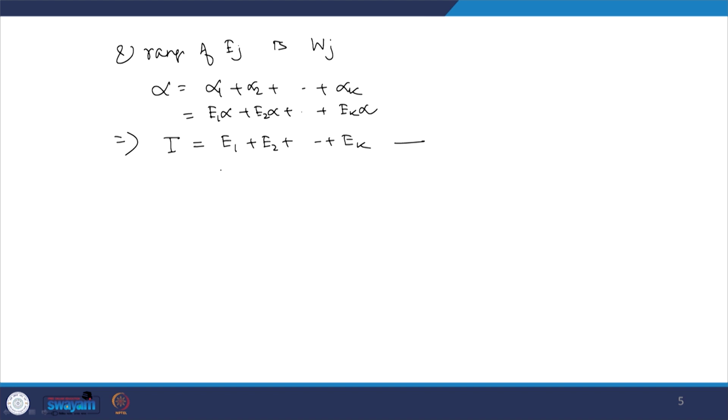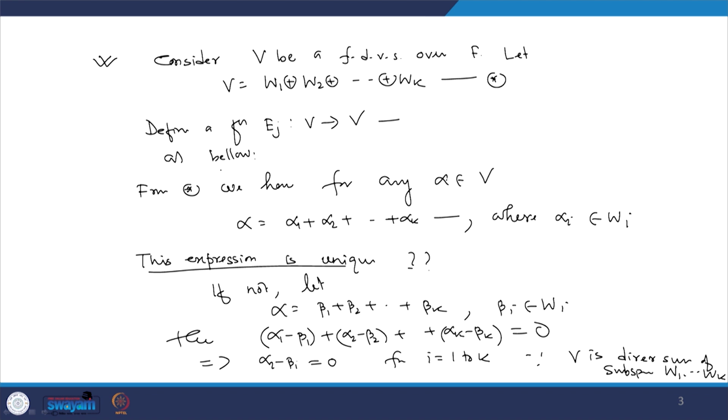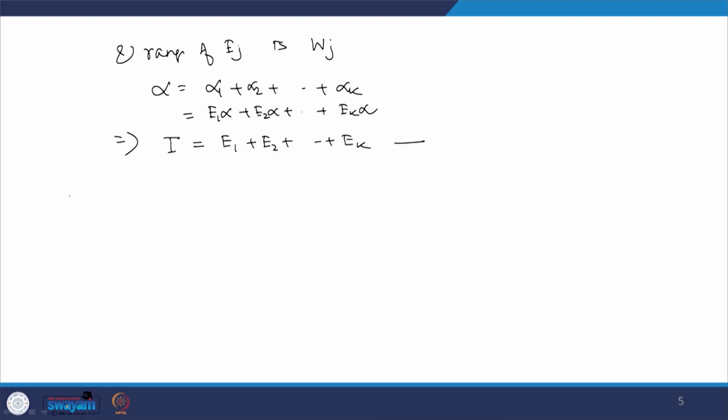Now, we see that if V is a finite dimensional vector space and if V is a direct sum of subspaces W1, W2, Wk, then one can have projection operators E1, E2, Ek, where Ei satisfy the conditions like Ei Ej equal to 0 operator for i not equal to j, and I equal to E1 plus E2 plus Ek, and the range of Ej equal to Wj.